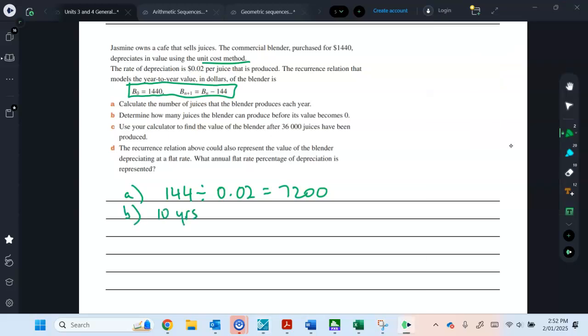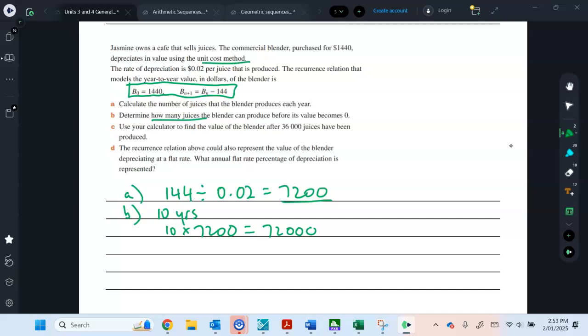All right, but how many juices? So we know we make 7,200 juices per year. So we're going to do 10 times 7,200. So we're just going to pop a 0 on the end. All right, so 72,000 juices she will have made.